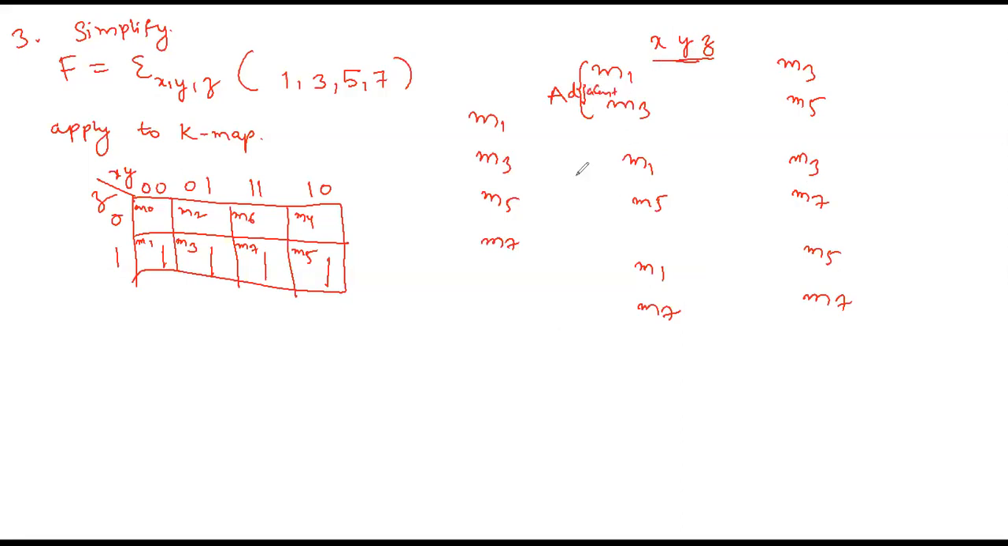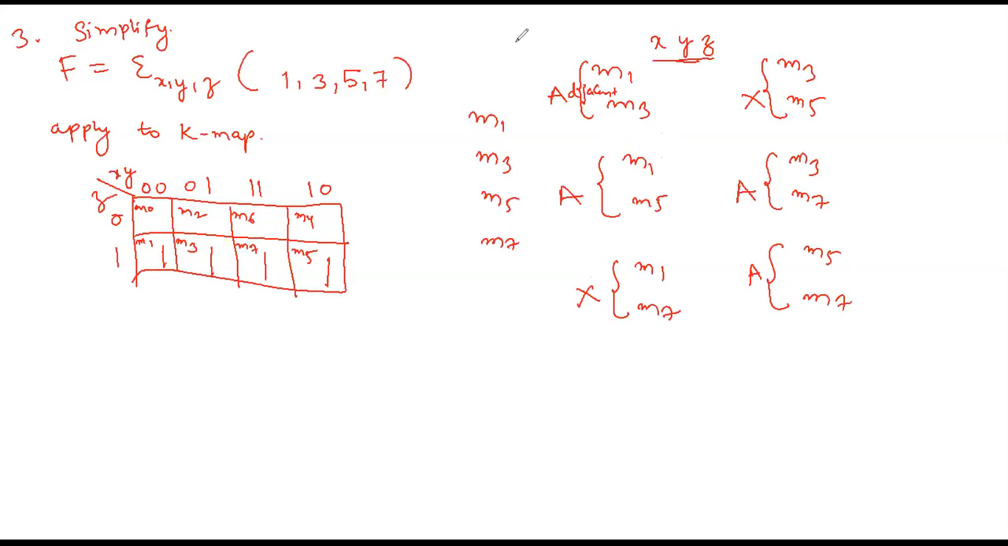Okay. Like this, you can directly tell after practicing. M1, M5 adjacent. M1, M7 not adjacent. M3, M5 not adjacent. M3, M7 adjacent. M5, M7 adjacent. So you have the 4 adjacent groups.